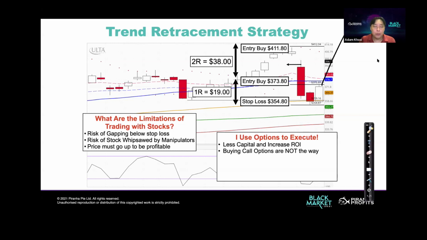So when you buy a call option, to make money, you must get three things right. Number one, you must be right on the direction. The price must go up. Number two, it must go up enough. And number three, it must go up in time before it expires. And this is very, very difficult. That's why it's a lottery ticket. Most of the time, you will lose money in the end.